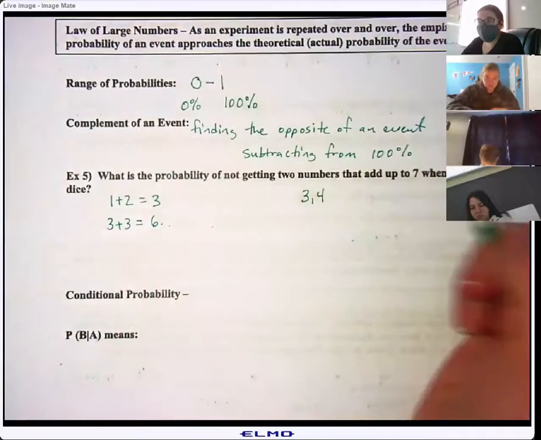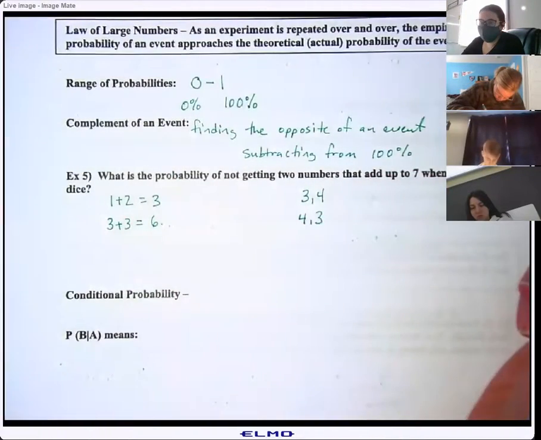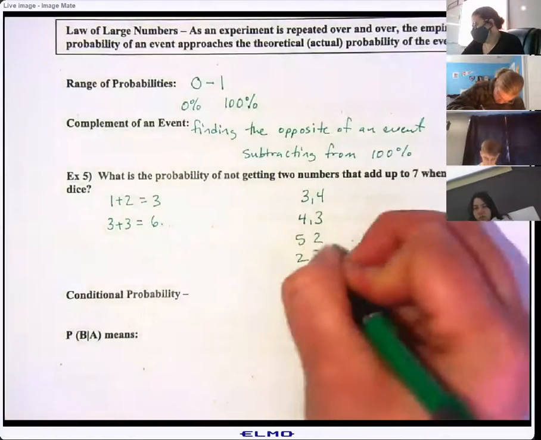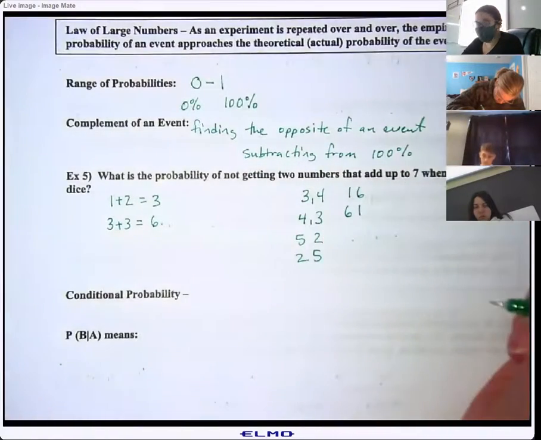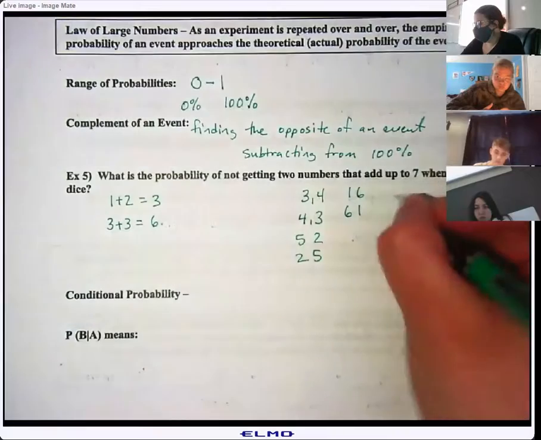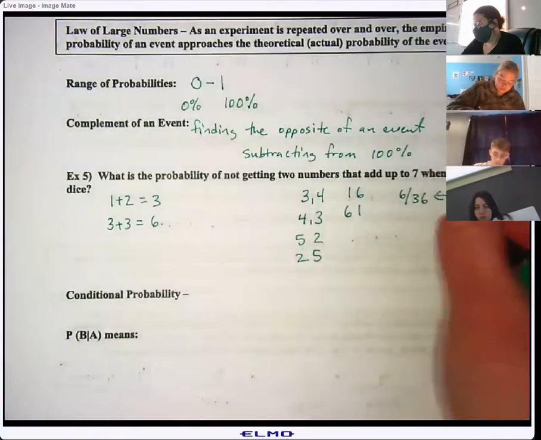So instead, what we can do is we can say, all right, if I get a 3 and a 4, that makes 7. And if I get a 4 and a 3, that makes 7. We could get a 5 and a 2 or a 2 and a 5. A 1 and a 6 or a 6 and a 1. Any other options? No. So that's basically a 6 out of 36 chance of getting a 7, right?